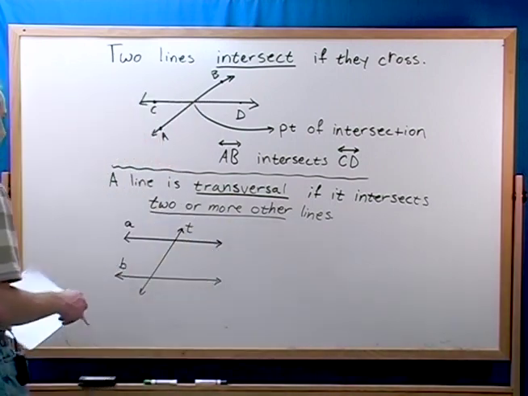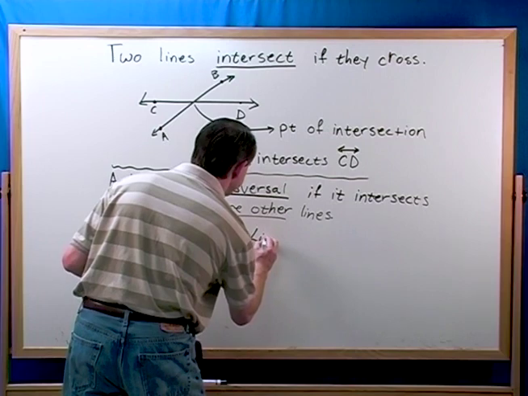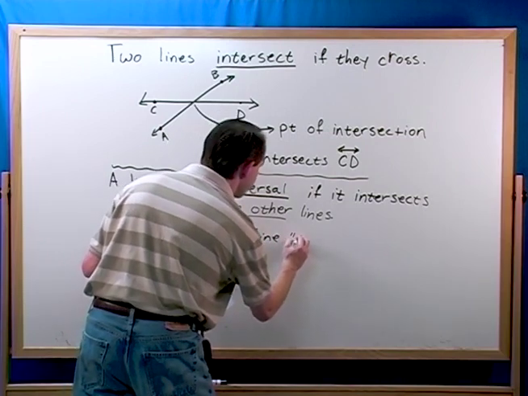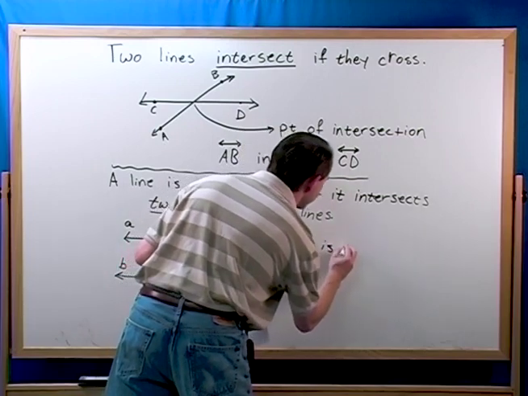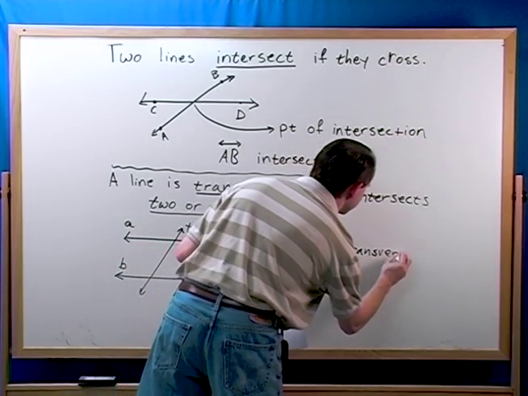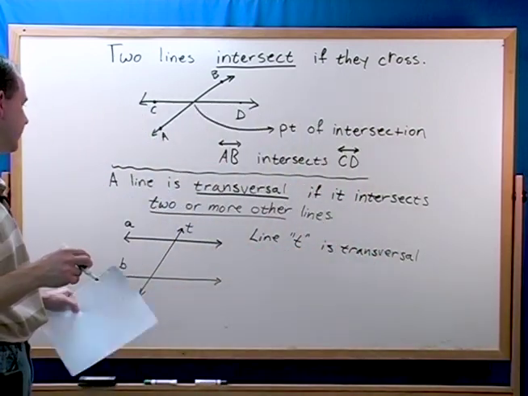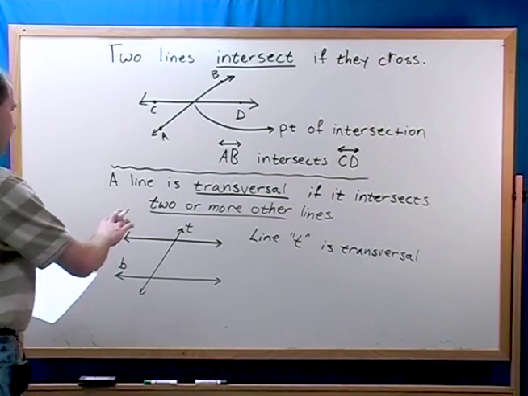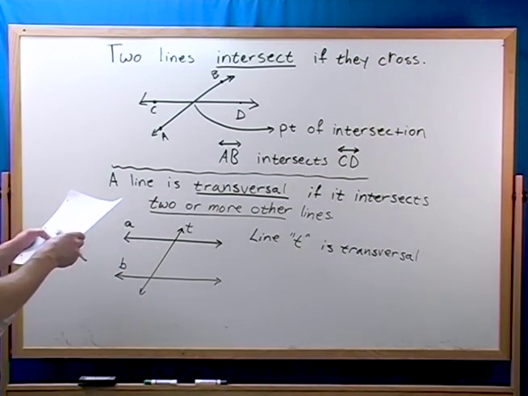go, okay? So the way you would write this down is you would say that line, and I'm going to put in quotation marks, line T is transversal. And we're going to see a lot of additional problems like this. So don't feel like you have to really just understand everything based on this one picture. We're going to learn a lot of other stuff here.